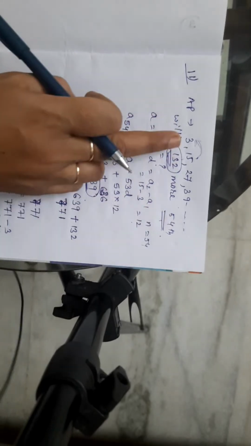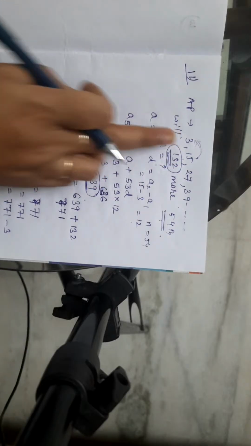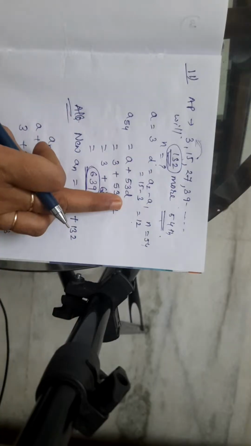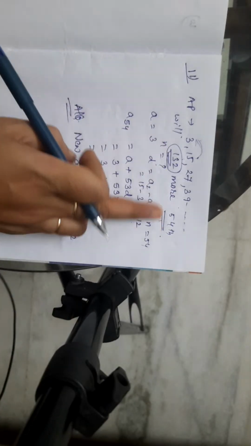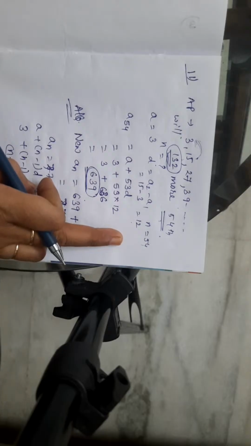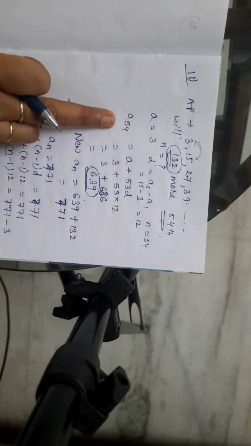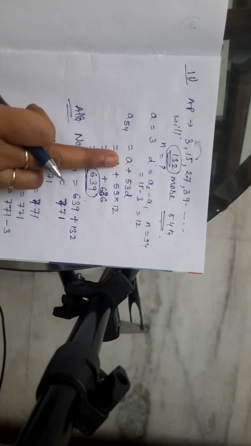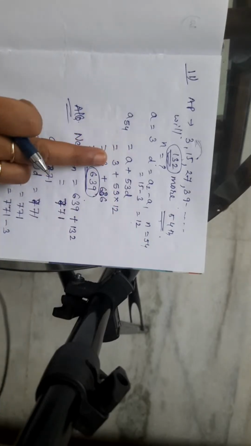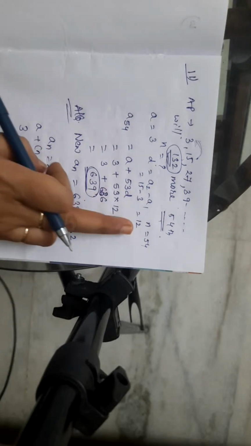From the equation, the first number will be A, and 15 minus 3 will be D, that is D is A2 minus A1. N is given as the 54th term, so we will replace n with 54. We need to find out what the 54th term is. The formula for A54 is A plus 53D. A is 3, so replace it with 3 plus 53, and D is 12.